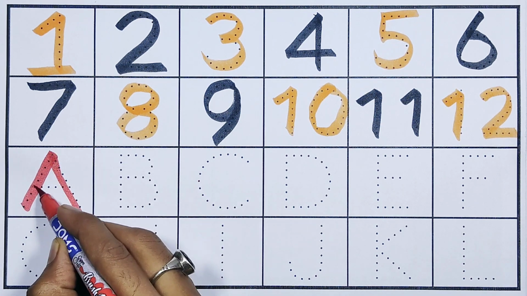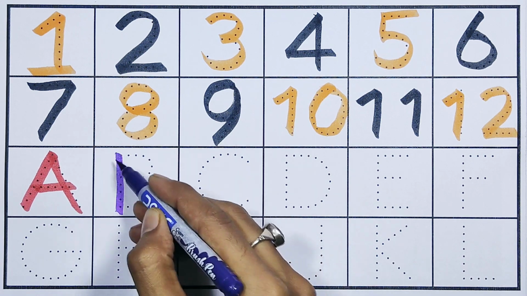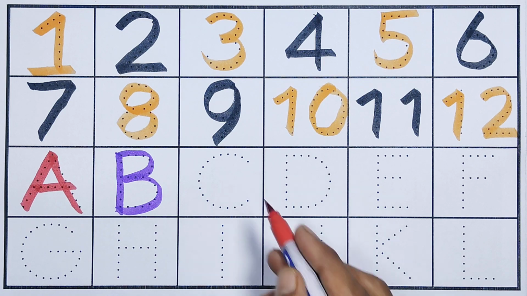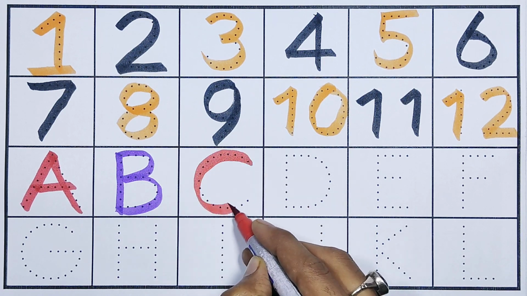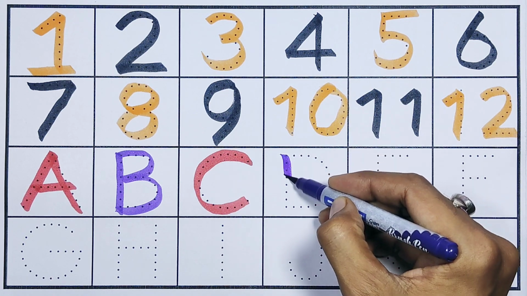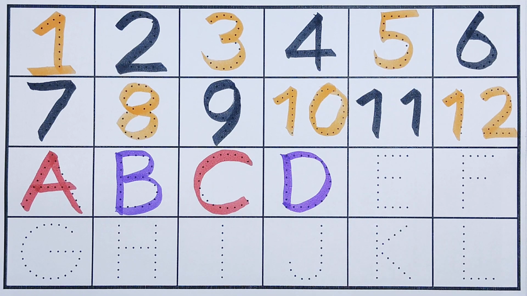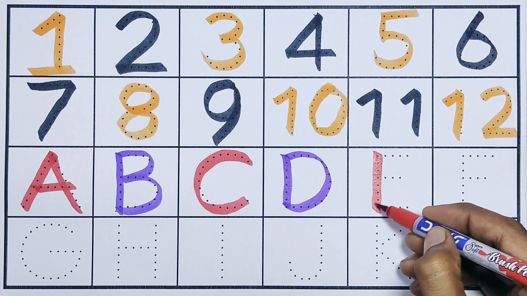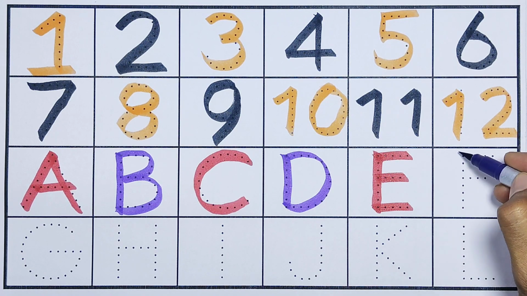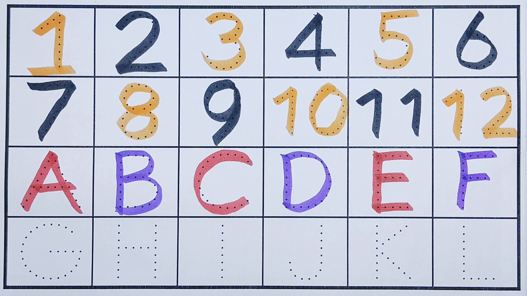A for airplane. B for butterfly. C for clock. D for deer. E for eagle. F for flower.